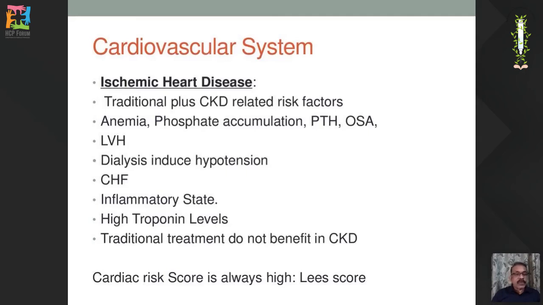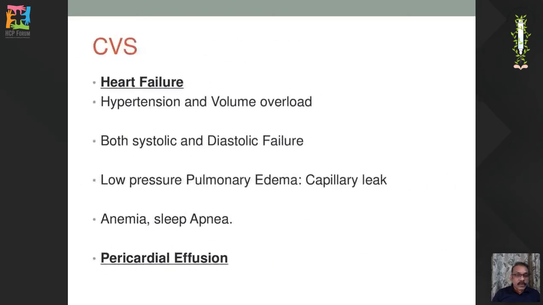So any patient who comes for renal transplant has a cardiac risk score that is always high, because they are usually elderly, diabetic, maybe insulin dependent diabetic, and have high creatinine. That itself puts their cardiac risk score higher than normal. Heart failure is because of volume overload and hypertension. Diastolic failure is worse than systolic failure, because they do not behave well. Systolic failure responds to treatment better, but in diastolic failure the outcome is not very good. So you have to be careful in fluid management in diastolic failure.